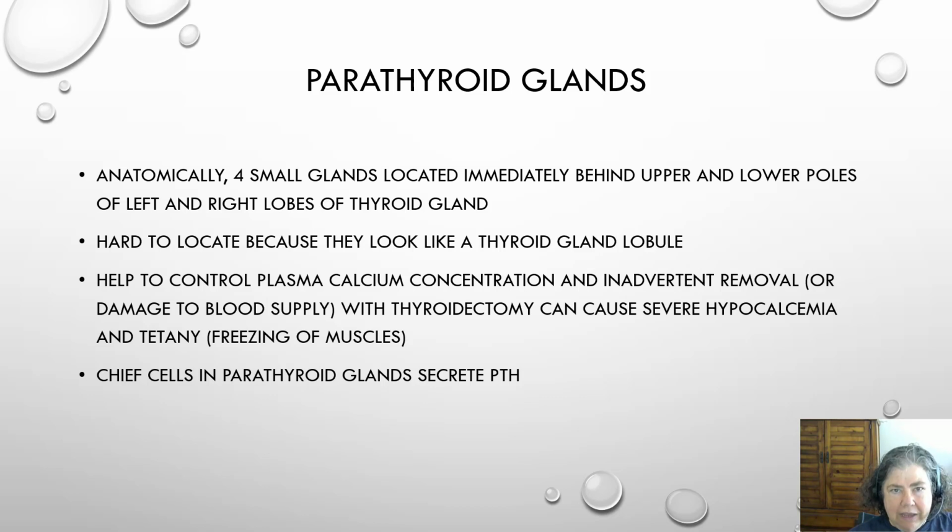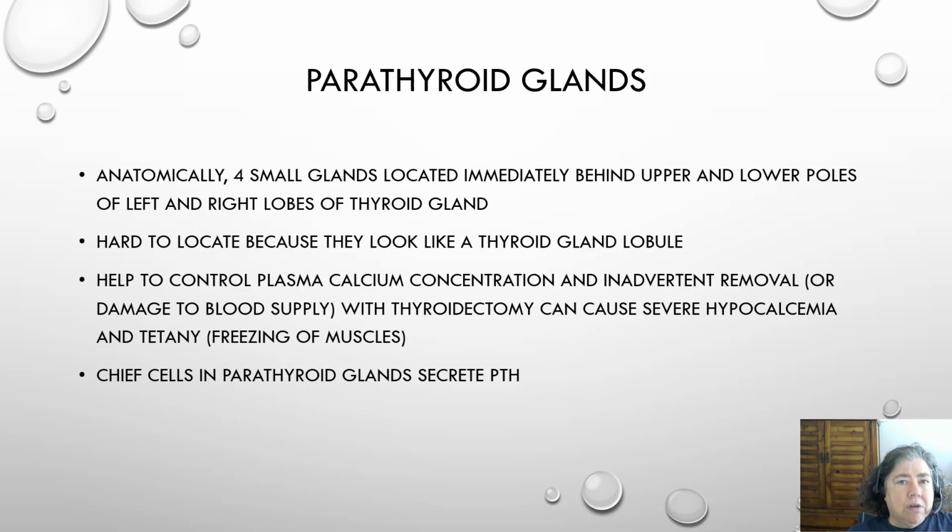So, how do we do that? Well, behind the thyroid gland, there are four small parathyroid glands. They're behind the upper and lower poles, the left and the right lobes. So there are four of them. They look a lot like a thyroid gland lobule, so they're a little hard to locate. And when a surgeon is doing a thyroidectomy, one of the things that they try to do is locate and preserve as much parathyroid tissue as they're able to.